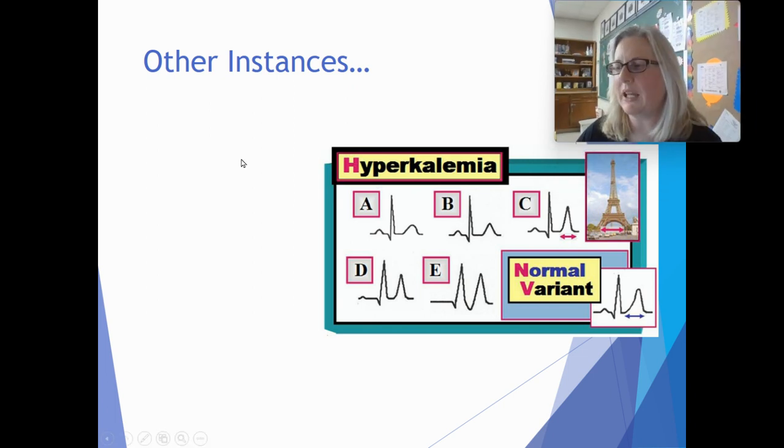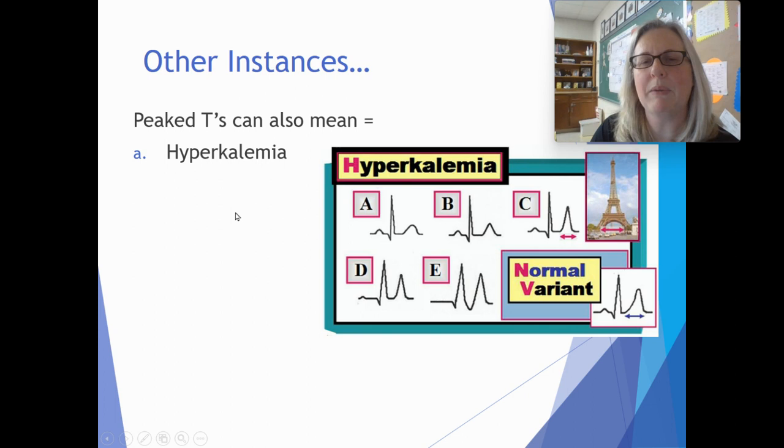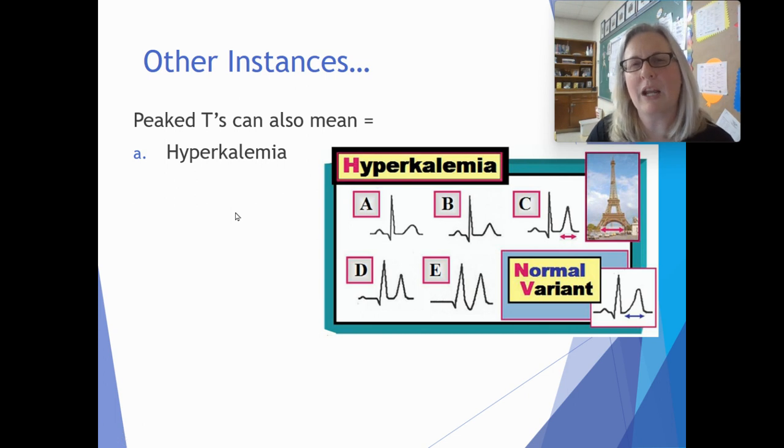All right, so peaked T's can also mean hyperkalemia. So hyperkalemia, you've probably heard the word before. If you're thinking in your brain right now, what does that mean? Think about what K in chemistry means. Did you say potassium? You're correct. K in chemistry is potassium. So hyperkalemia is elevated potassium levels.